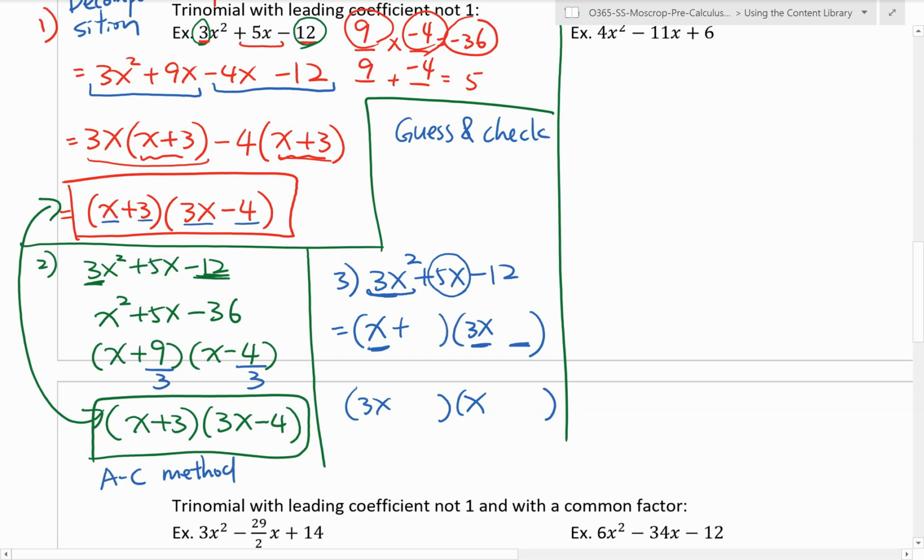Let me tell you what it's going to be here. It's going to be, let me see here, 5. So I am going to need to have 4 and 3. So I need negative 4 here and positive 3 here.